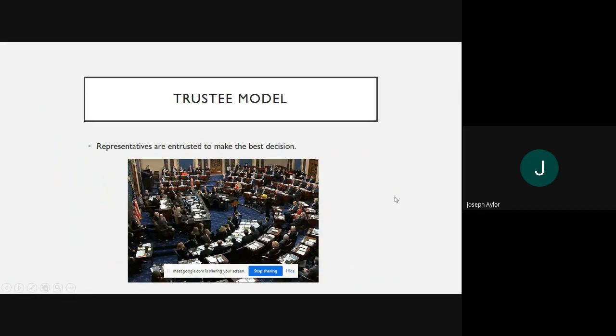The second model is called the trustee model, and the trustee model is where representatives are entrusted to make the best decision. This is an area that typically applies to the Senate. If you look at the way that representation is done, a senator is typically making the decision on their own rather than being specifically tied to the decision of the people. As previously stated, the Senate was designed to represent the state.